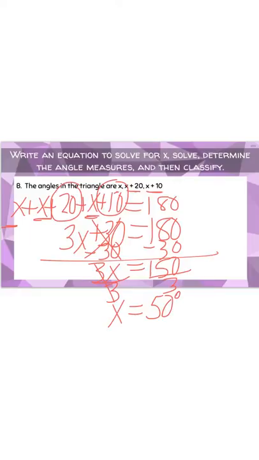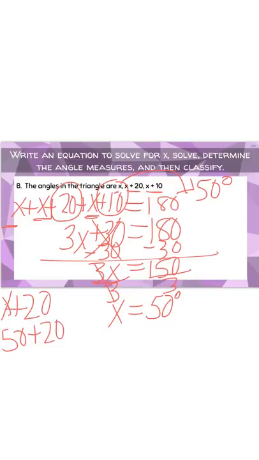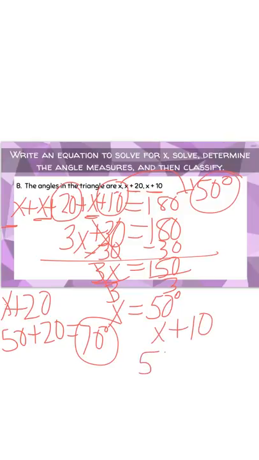Now if you plug in for x, the 50 degrees, you will find out that the x is 50 degrees. Then x plus 20 is simply 50 plus 20, and we know that our next one is 70 degrees. And then we have x plus 10, so you just plug in 50 plus 10, and our last angle measure is 60 degrees. Now we can classify it.